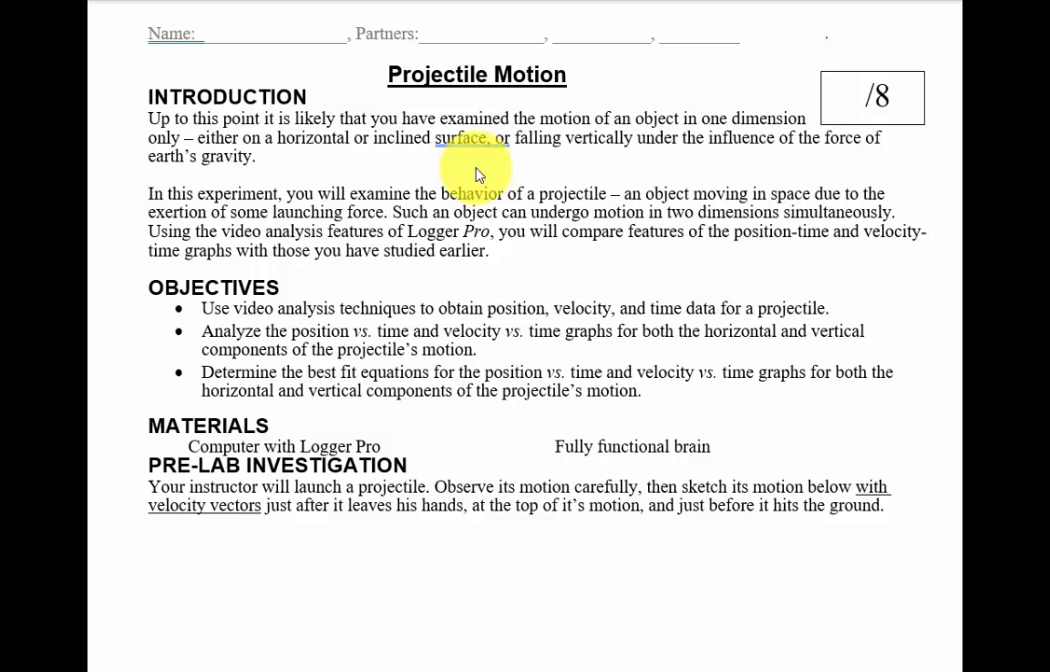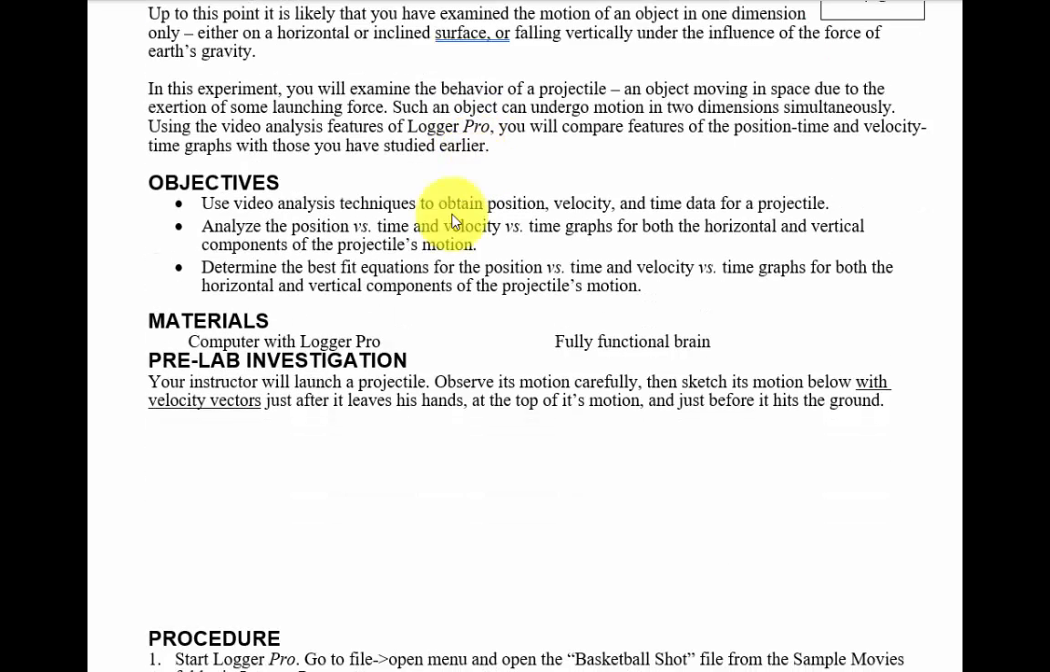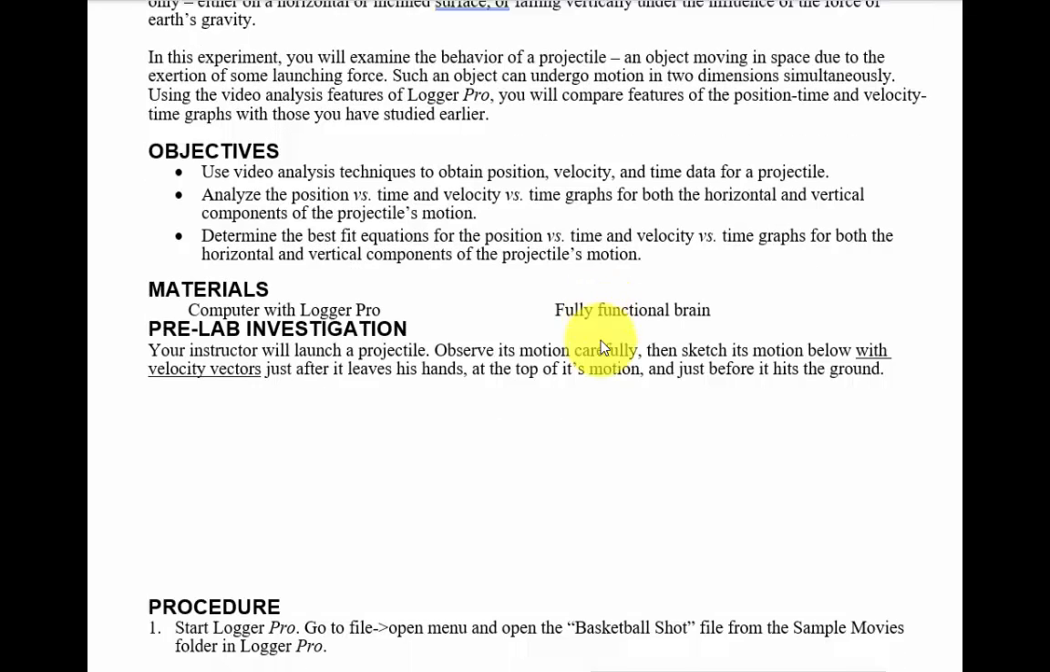Alright, this is the introduction to the projectile motion lab. This is the only lab where we don't actually physically need to make a measurement. All we're going to do is use a computer with Logger Pro to take a look at someone launching a projectile, and make sure you bring your fully functional brain.